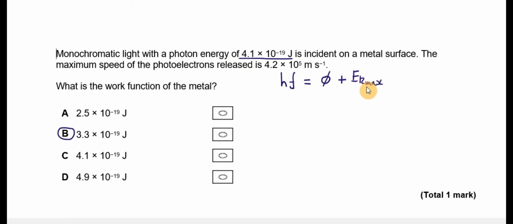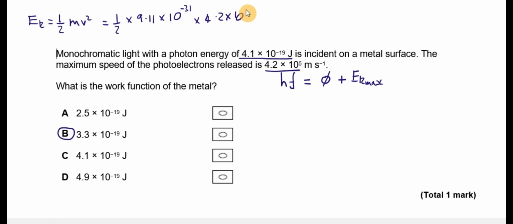Well, the first thing I need to do is find the kinetic energy of this photoelectron. So let's do the calculation up here, and I'm going to use the good old-fashioned kinetic energy equation that you've been using for years now. The mass of the electron is 9.11 times 10 to the minus 31 kilograms. The speed we're given in the question, 4.2 times 10 to the 5 meters per second, and don't forget to square that.